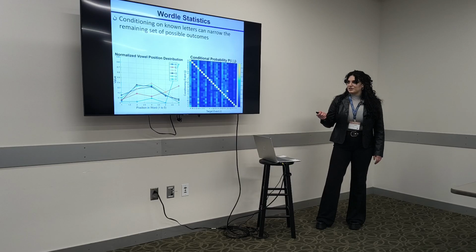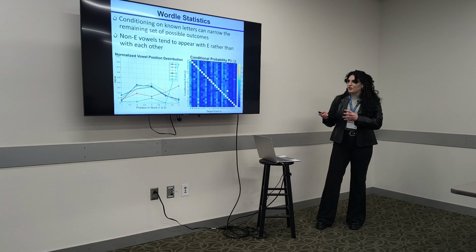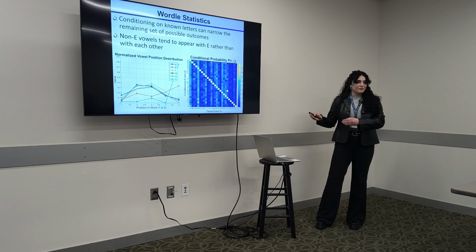Additionally, there is the vowel distribution, positional distribution within the word. You can see that there are very similar distributions between the non-E values. This indicates that the non-E vowels are less likely to occur together because they favor similar locations within the word. Meanwhile, E favors the second half of the word. This means that it's more likely for a non-E value to occur with E.